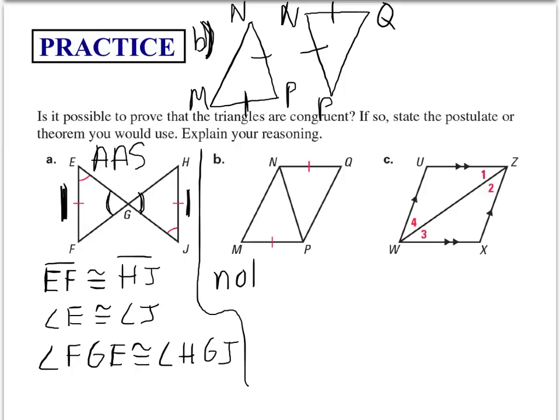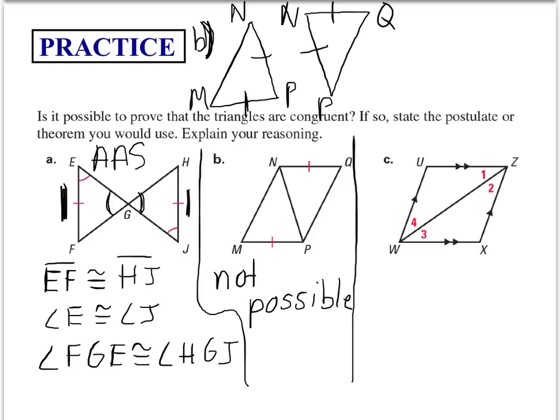So, not enough info. Sorry about that, it doesn't look too good. Let me erase that. We'll just say not possible. It's easier to write that.